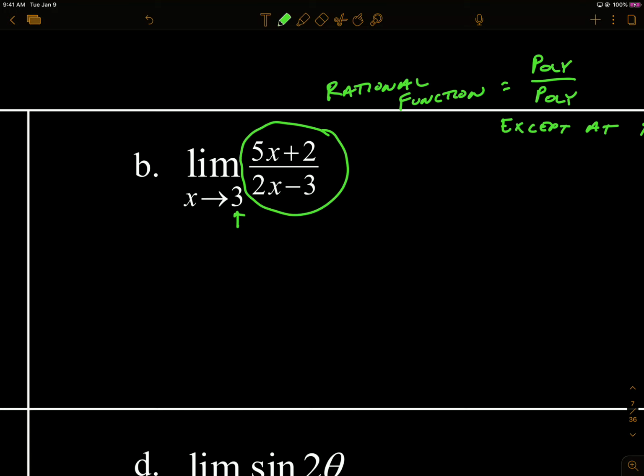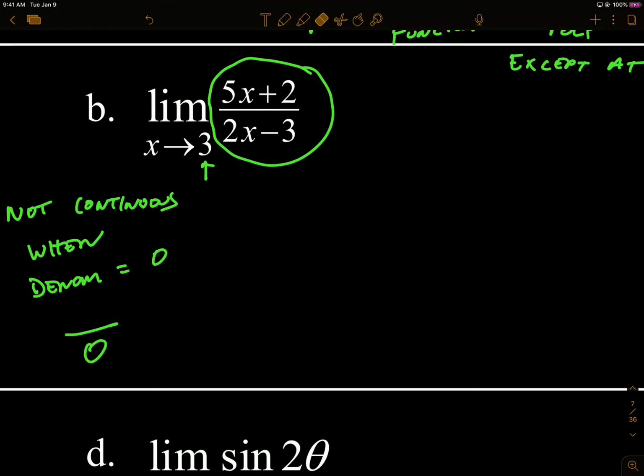I should tell you this. A rational function is not continuous when the denominator equals 0. If we're trying to divide by 0, you cannot divide by 0 in math. What's 5 divided by 0? You can't get a number. What's 7 divided by 0? Division breaks when you try to divide by 0. So anytime that you divide by 0, the function is not continuous.